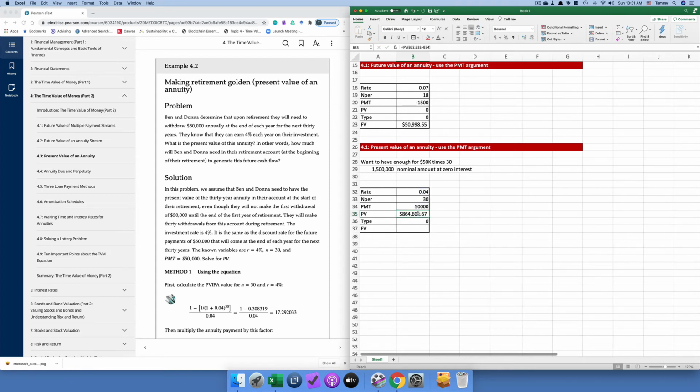Okay, it's 864,000. Right, so 30 years' worth of $50,000 payments only adds up to 864,000 if you are growing at 4% a year. So that's kind of cool. That's basically about half of what the actual nominal value would be at 4%.